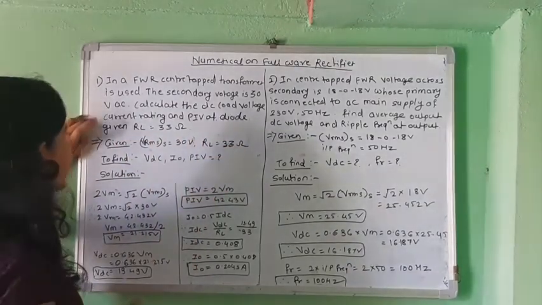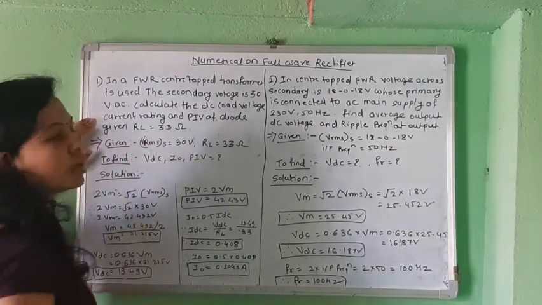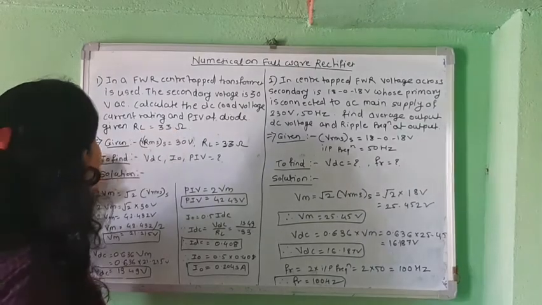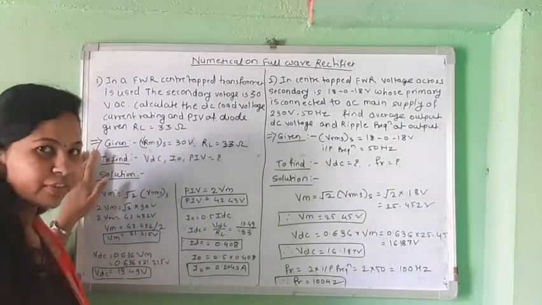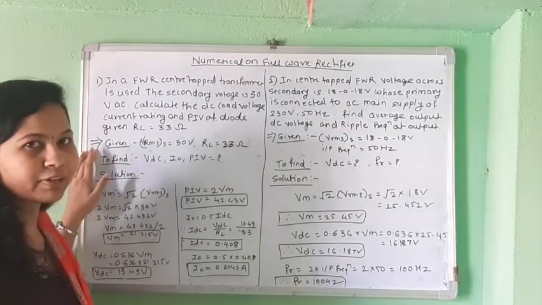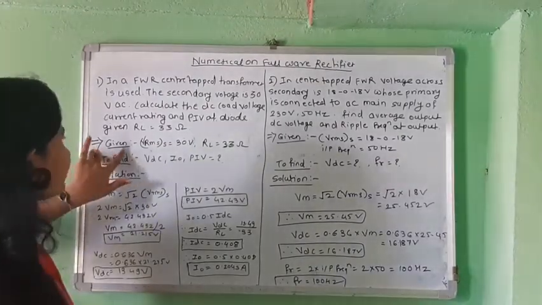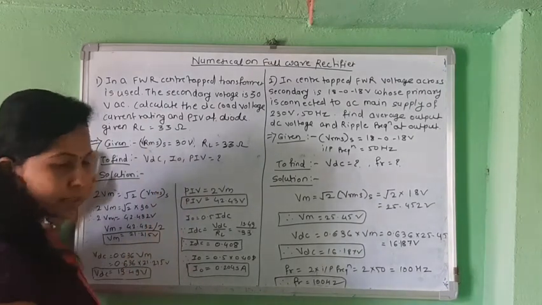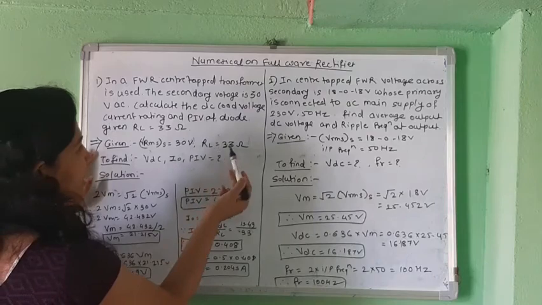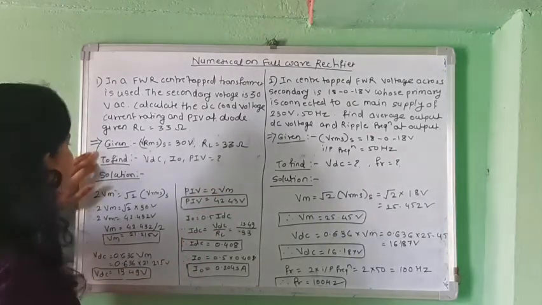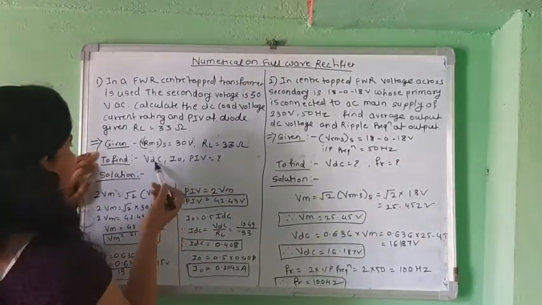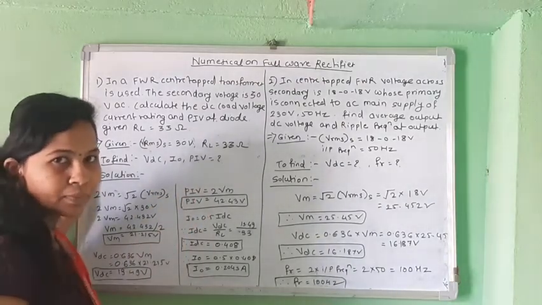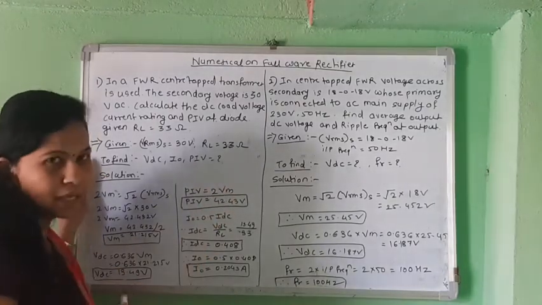They have given us a load resistor value that is 33 ohm. Now we have to write what is given, to find, and after that we'll get the solution. Given: VRMS across secondary is 30 volt, load resistor RL is 33 ohm. To find: VDC, that is average voltage, I0, that is current rating, and PIV, that is peak inverse voltage.